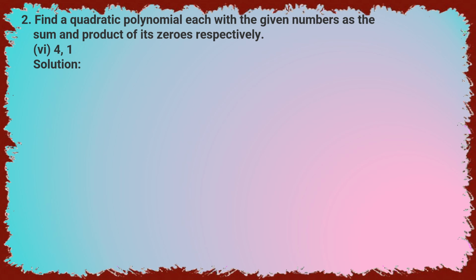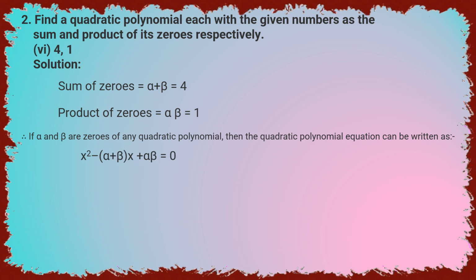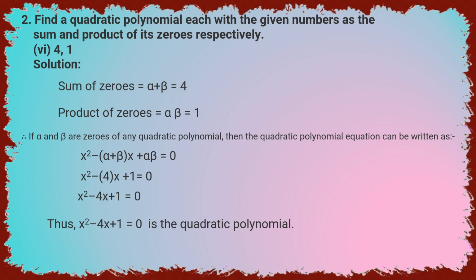4 comma 1. So alpha plus beta is equal to 4, alpha beta is equal to 1. So x square minus 4x plus 1 equal to 0 is the quadratic polynomial.